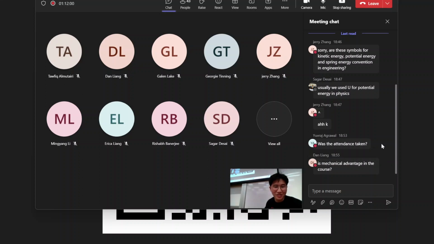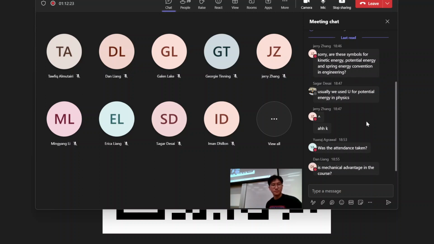Is mechanical advantage in this course? So mechanical advantage only for pulleys is in this course because it's something that you don't explicitly learn about, but you might be like, why is there twice the amount of tension? Yeah, usually it's pretty simple though. It's not that complicated.